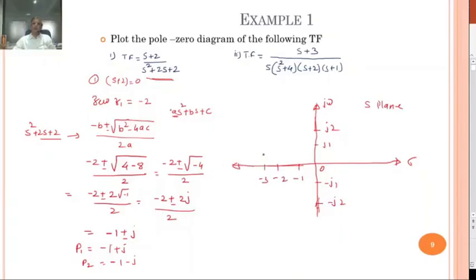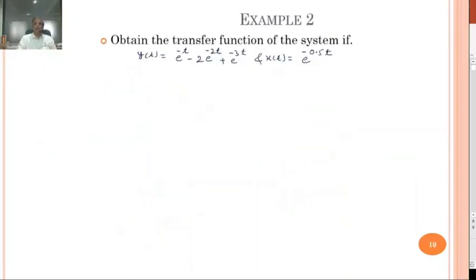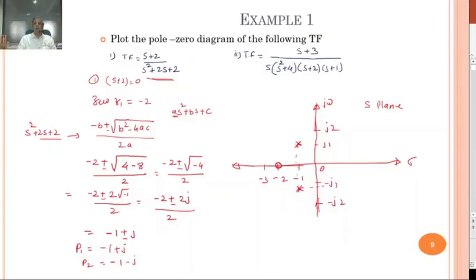Now the zero is at sigma equal to minus 2, so this is the zero, and the zero is represented by this symbol. There are two poles, and those two poles are complex conjugates of each other. The real part is minus 1 and the imaginary part is plus j1, and this is minus j1. These are the two poles of this given transfer function or system. Similarly, you can draw the pole-zero diagram for this system.